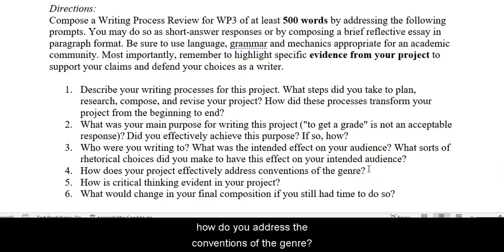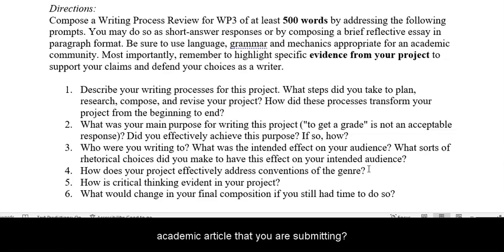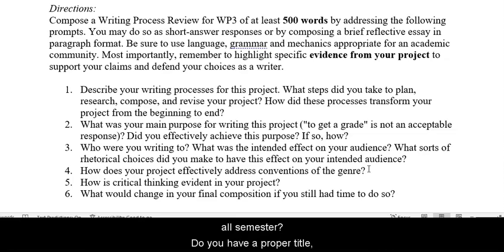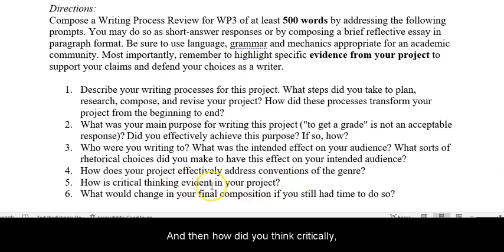address the conventions of the genre? So how do you effectively make sure that this is an academic article that you're submitting? Are you following the introduction, they say, I say moves we've talked about all semester? Do you have a proper title, headings? And do you include formal paragraphs that are well developed? Do you include research but ensure that your voice is the dominant item that we hear as an audience? What moves are you making that we would expect to see in an academic article? So again, what did you do to make sure that you effectively met the features or the conventions of an academic article? And then how did you think critically, whether about the content, the topic, your audience?